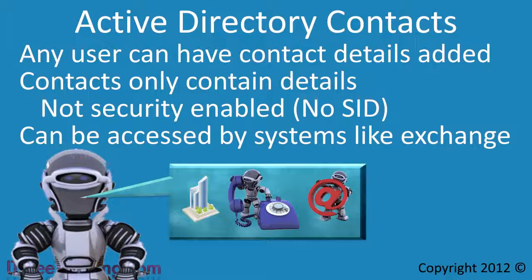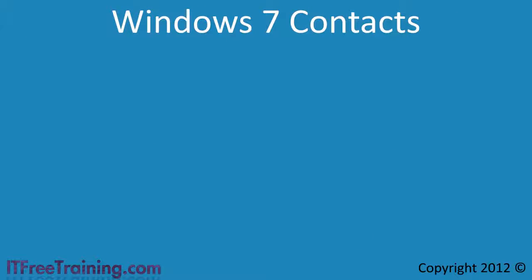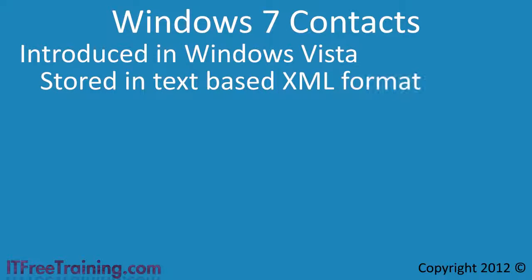Before I look at how to use contacts in Active Directory, I will first look at how contacts work in Windows 7 in case you need to use contacts on a local machine only. Contacts for the client operating system were first introduced in Windows Vista. Windows Vista came with a built-in email client called Windows Mail. Contacts were stored in text-based XML format.